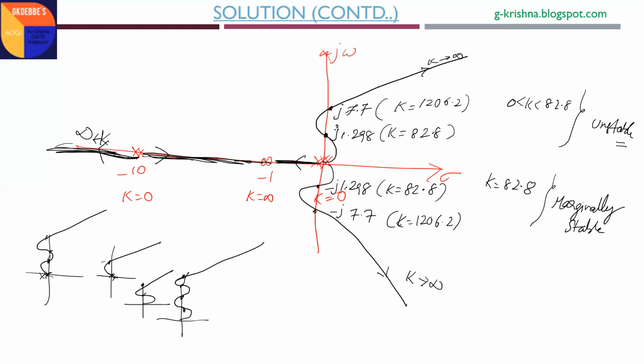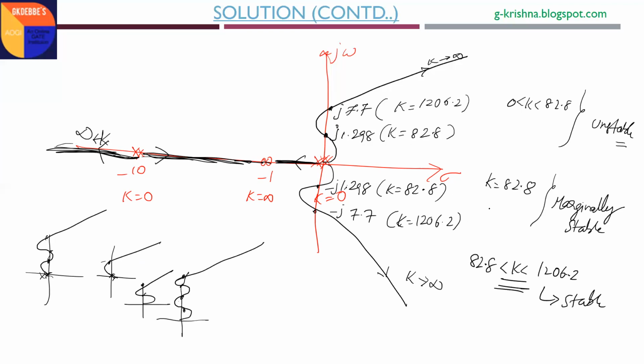And again, for K greater than 82.82 until less than 1206.2, all the 5 closed loop poles are in the LHP, so the system is stable. That is this one. Actually, this is your answer for the given question: what is the range of gain K for the closed loop system to be stable? This is the answer.